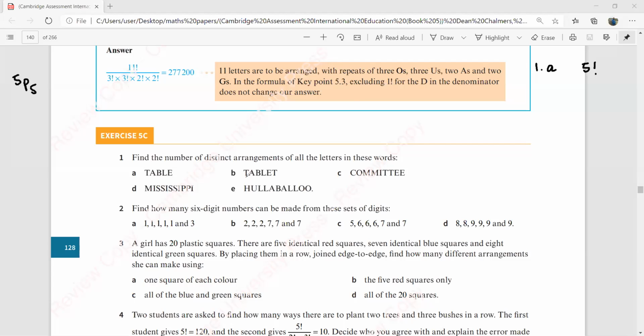Now you look at this, tablet. There are 6 letters, but the T is repeating. I can use different colors to explain this to you. Suppose you have it like this, this is going to be tablet. It is like this, or if it is like this.